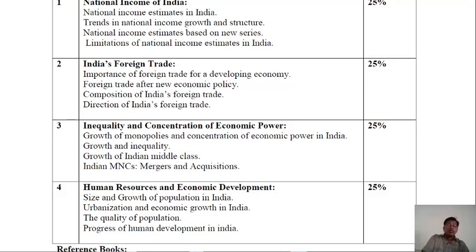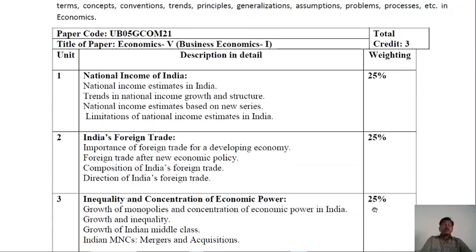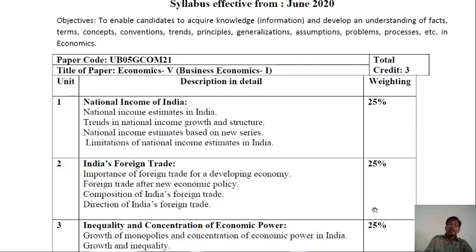And progress of human development in India. Which type of progress is there in Indian people? Here, the main point is to cover this syllabus. So we start our unit. The first unit is the national income of India.